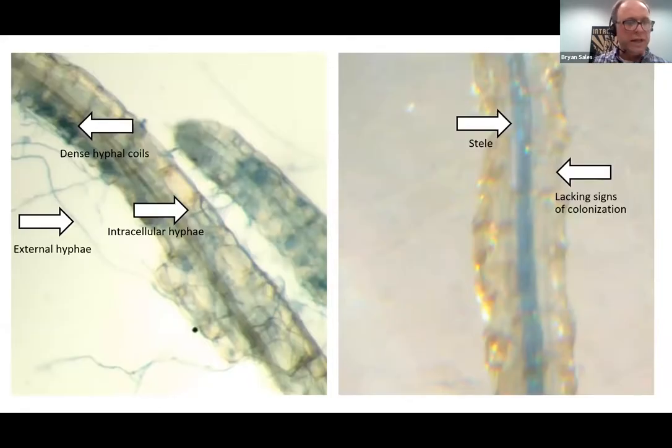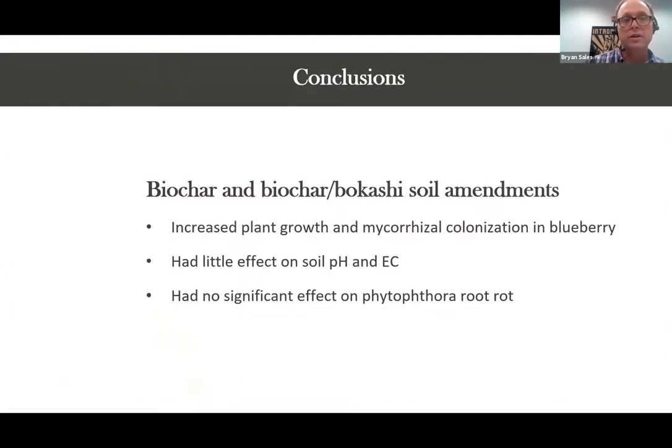Okay, so here's a visual under the light microscope of colonization of root by mycorrhizal fungi. The image on the left is of roots grown in biochar amended soil. You can see these coils inside the root, intercellular hyphae. This thing is just littered with hyphae. In contrast, if you look on the right here, this is in the unamended soil, and you don't see hardly any examples of mycorrhizal colonization here. So I thought that was pretty interesting. Okay, so in this study, our conclusions: we found that biochar increased plant growth and mycorrhizal colonization of blueberry. It had little effect on pH and EC, and it had no significant effect on Phytophthora root rot.